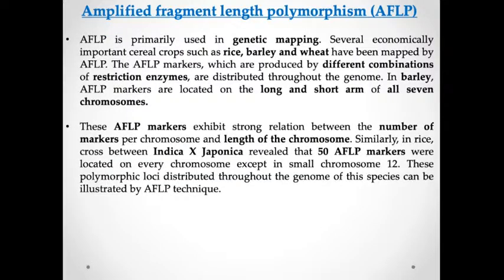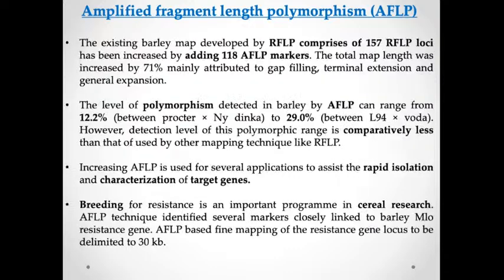So this is very useful in genetic mapping. Several economically important cereal crops such as rice, barley, and wheat have been mapped with the AFLP markers. And AFLP markers, which are produced by different combinations of restriction enzymes, are distributed throughout the genome. In barley, AFLP markers are located on the long and short arm of all 7 chromosomes. Further, polymorphism detected in barley by AFLP can range from 12.2% to 29.04%. And this is important for resistance breeding programs in cereal research also.